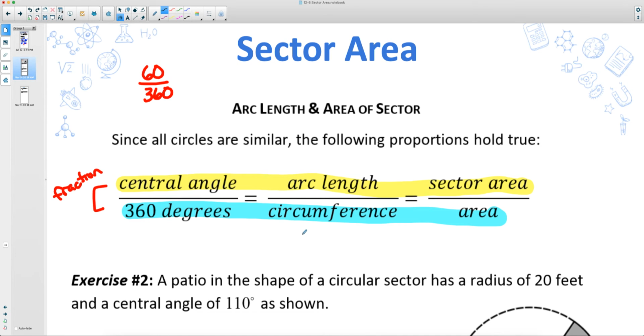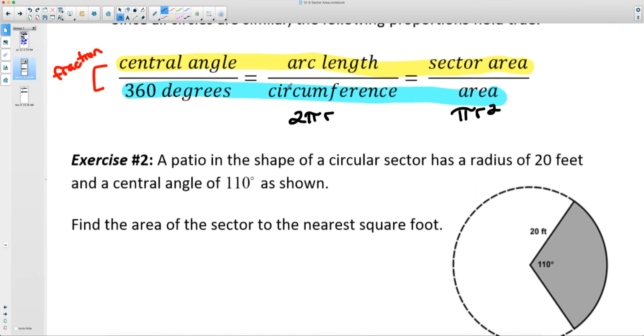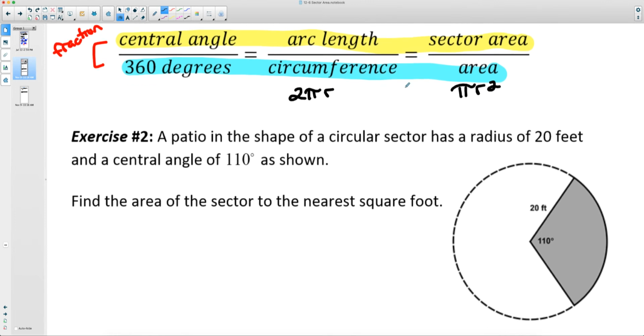So let's put in our formulas here. We'll use 2 pi r for the circumference, and for the area we'll use pi r squared. We're going to be using these all throughout here. We'll only use 2 of these at a time. We'll never use all 3. I think it might get a little bit clearer when we look at some examples.